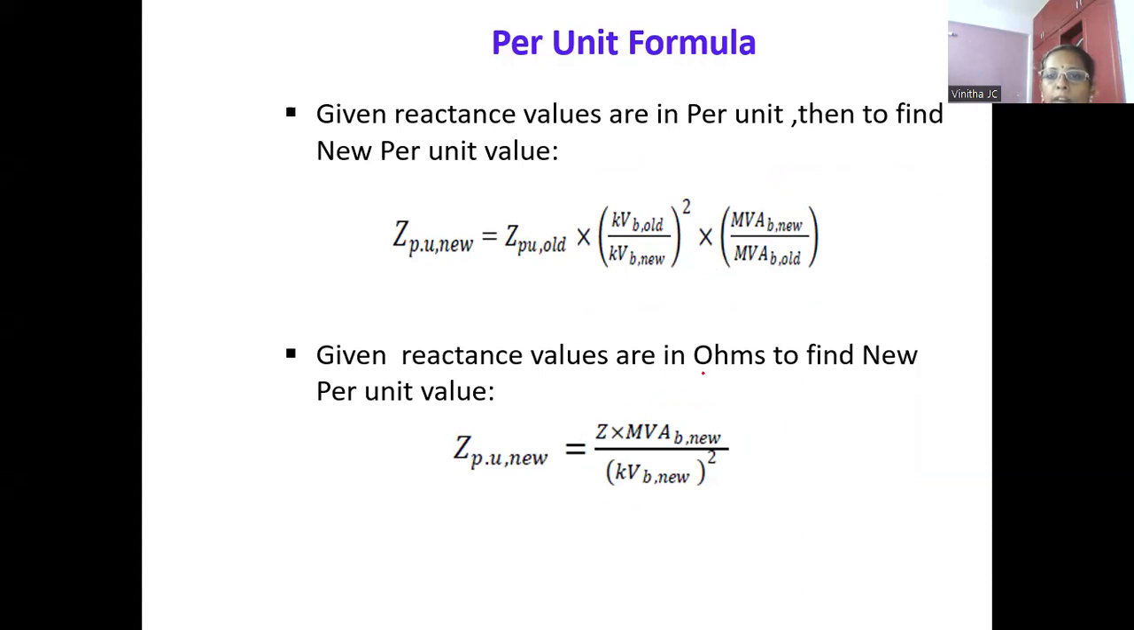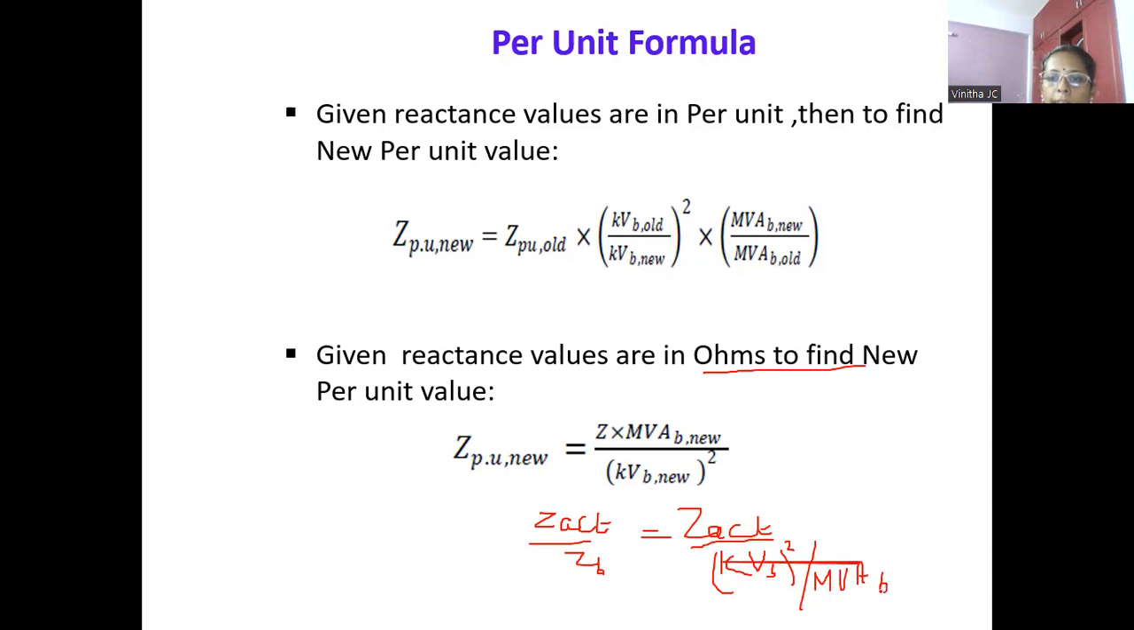Then, if the values are given in terms of ohm, we have a different formula, that is Z per unit new is equal to Z actual divided by Z base. And here the Z base value, the formula to calculate ZB, is equal to KVB the whole square divided by MVAB.